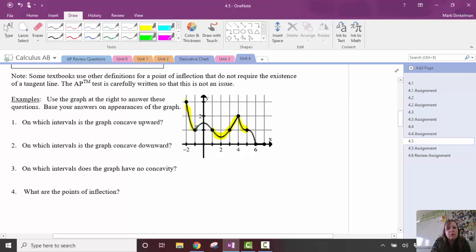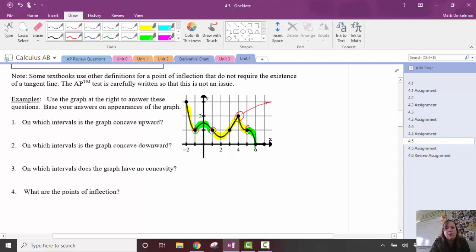And then concave downward, where we have some frowning going on. So it looks like those areas are concave down. Where is there no concavity? If something is linear, I don't see anything that's obviously a straight line. It's possible that's a straight line. We have no concavity really at these spots where it changes concavity. Okay, so those are actually the points of inflection.